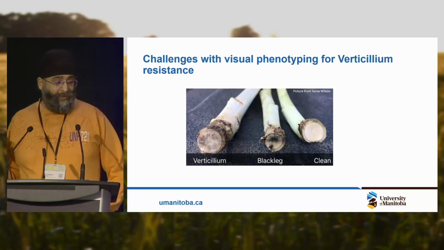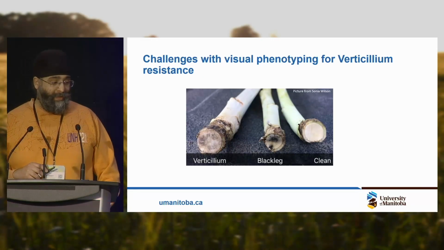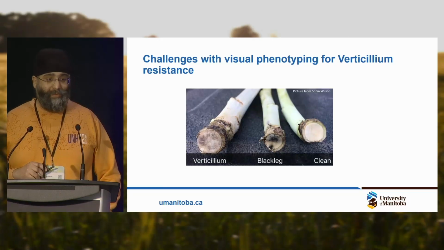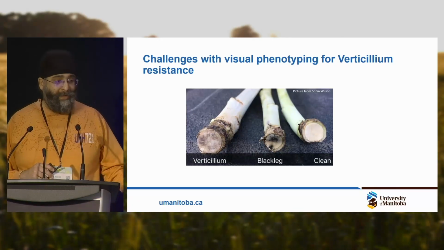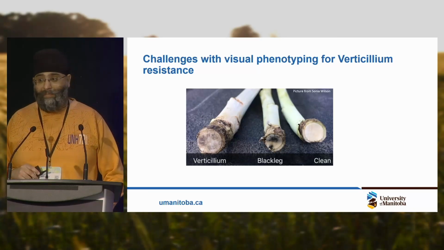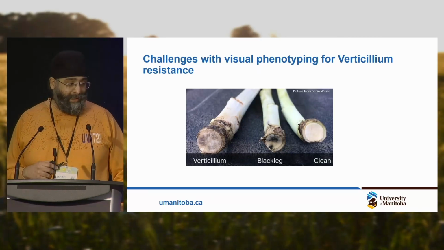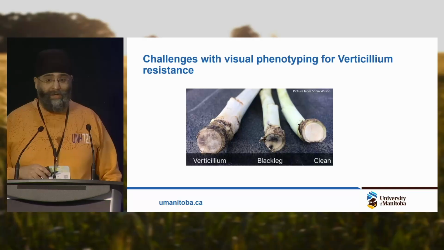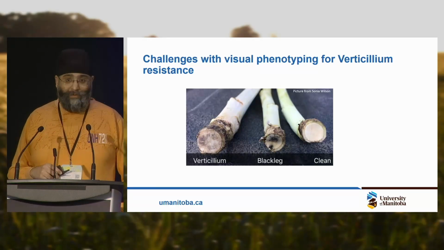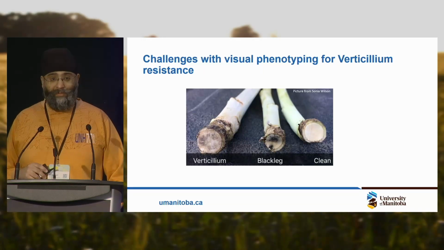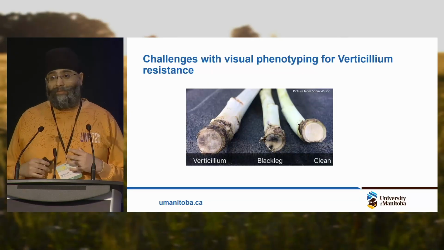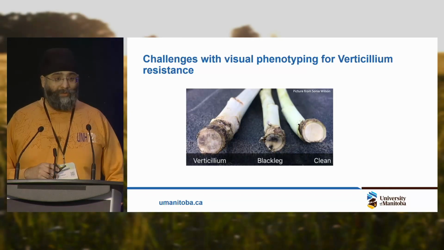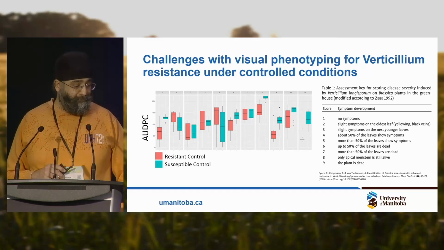I always want to show this photo where they're comparing verticillium to blackleg. I mean, for a trained pathologist, the blackleg and verticillium might look different, but for somebody like me, they look the same. So it's very, very difficult, if not impossible, to distinguish these two diseases, and hence they're always confused in surveys or by people who are trying to map resistances.